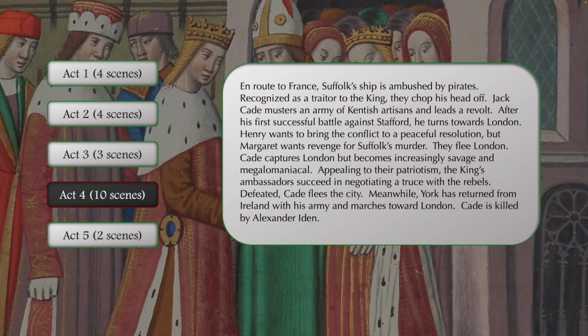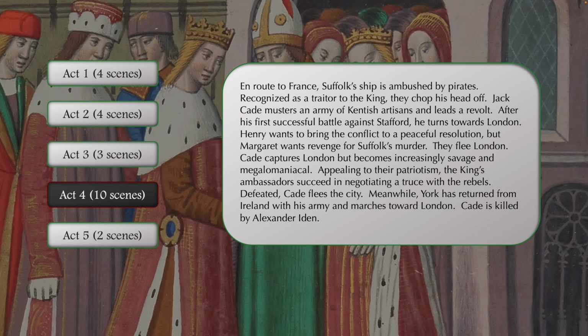So Act 4 is very busy, 10 scenes, the most in the play. En route to France, Suffolk's ship is ambushed by pirates. He's recognized as a traitor to the king. They chop his head off. Later, Margaret will carry that head around on stage. It must be a very macabre scene.